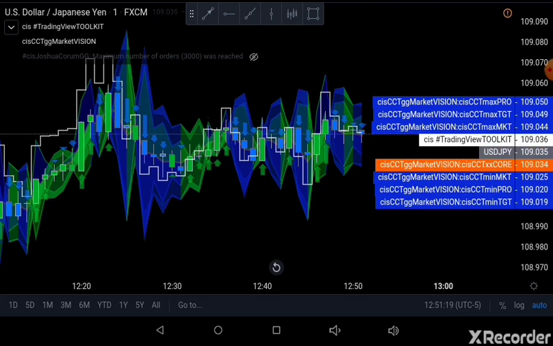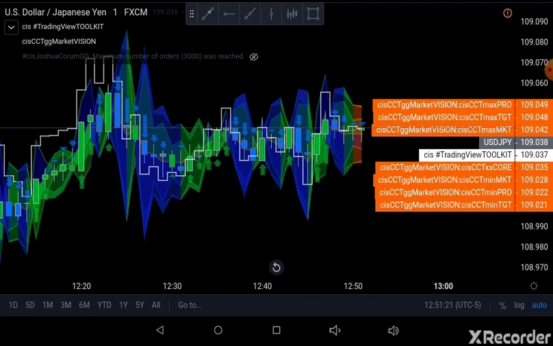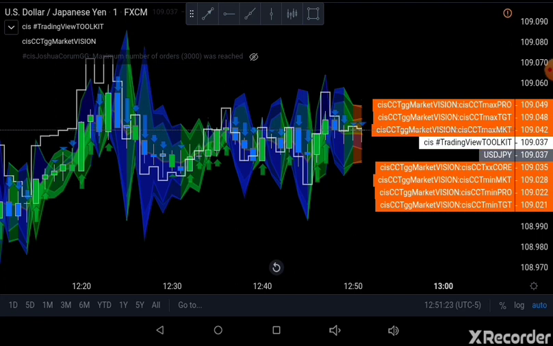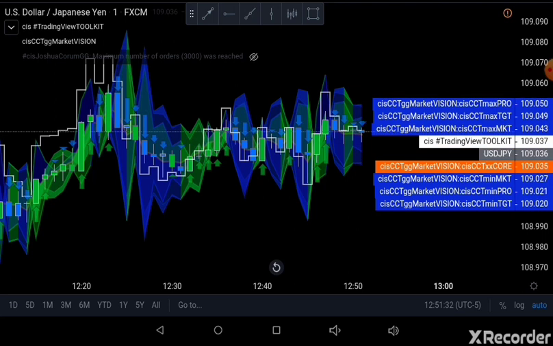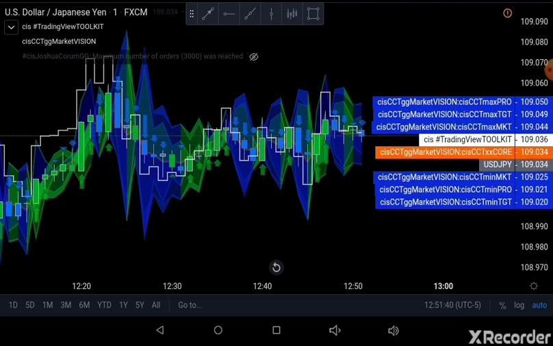So this is the US dollar, Japanese yen in focus, 1 minute. I'm JC with CIS Trading, the creator of TradingView Toolkit, the CIS GG Pro Metrics Auto Execution Algorithm for TradingView.com, and the all-new CIS CCT Series GG Market Vision 2020 Indicator.